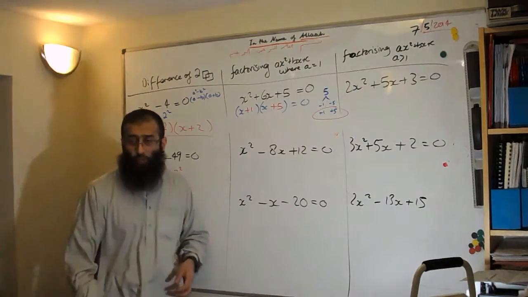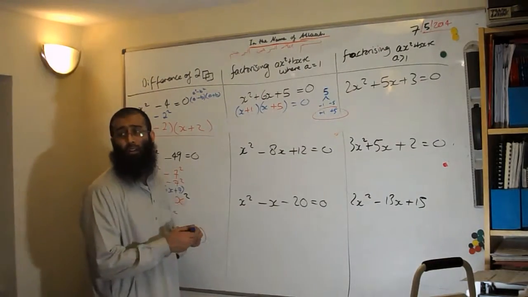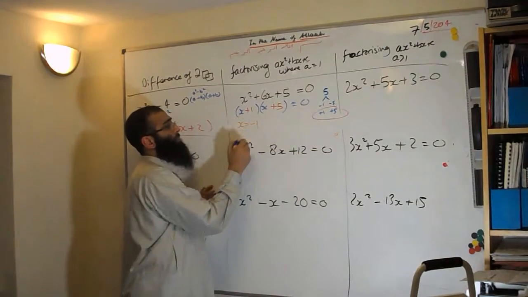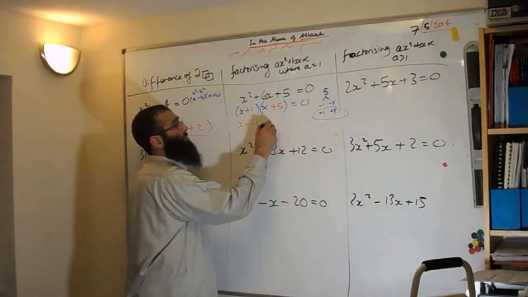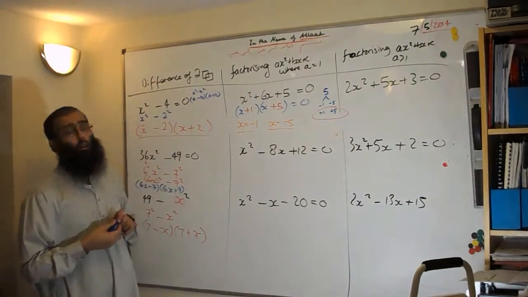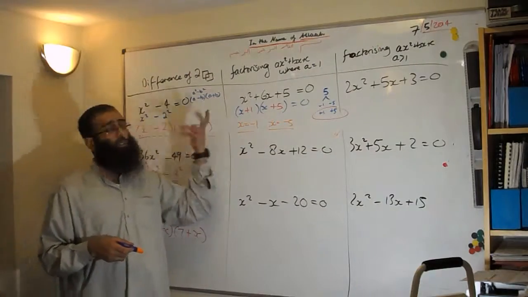Now, if we need to solve this equation, what do we do next, Hamza? Opposite of plus 1 is? Minus 1. And opposite of plus 5 is? Minus 5. When you put the numbers in, do they have to be in that order? No, for this kind of question, the order doesn't matter.